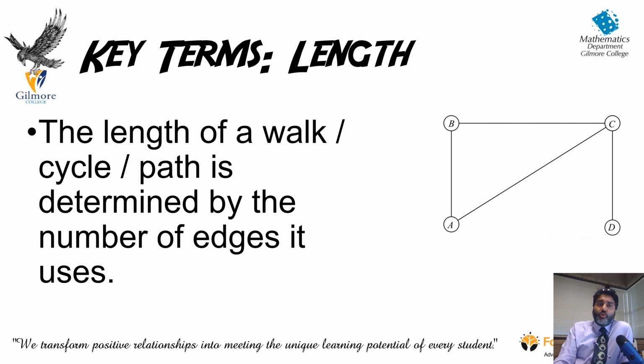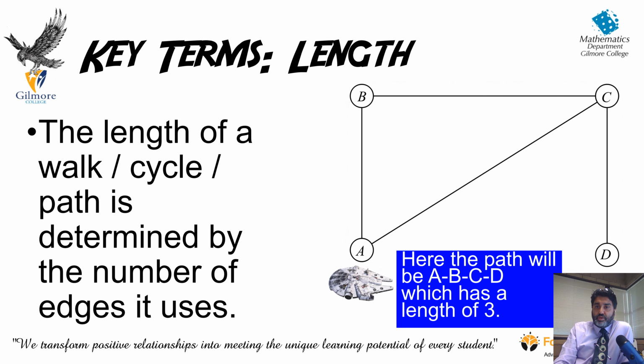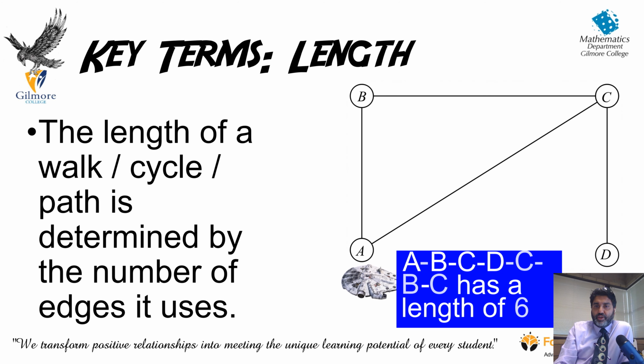The length of a walk, cycle, or path is determined by the number of edges it uses. Here, the path A, B, C, D has a length of 3. There you go, there's a Millennium Falcon. So it took 1, 2, and 3. If I do A, B, C, D, C, it has a length of 6. So A, B, C, D, and back to C.